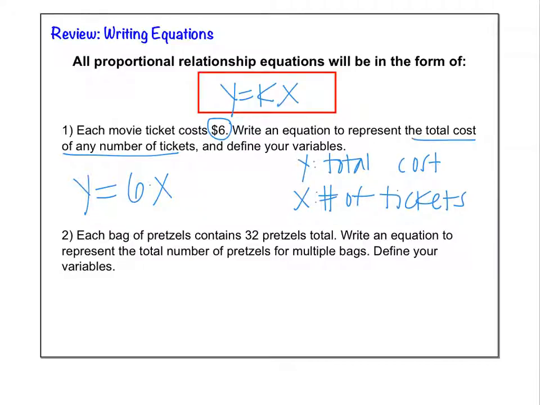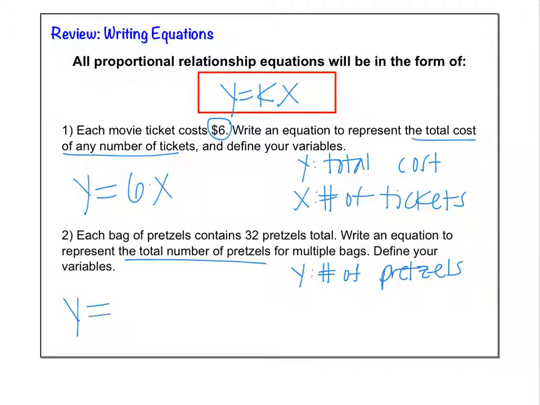So let's look at the next one. The next one says each bag of pretzels contains 32 pretzels total. Write an equation to represent the total number of pretzels for multiple bags. Define your variables. So what am I trying to calculate? Well, I'm trying to find the total number of pretzels. So that's what's going to be my y. Number of pretzels.